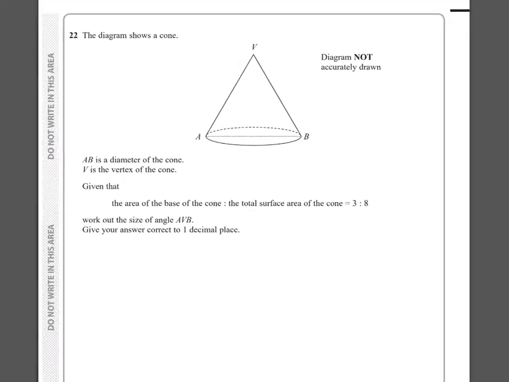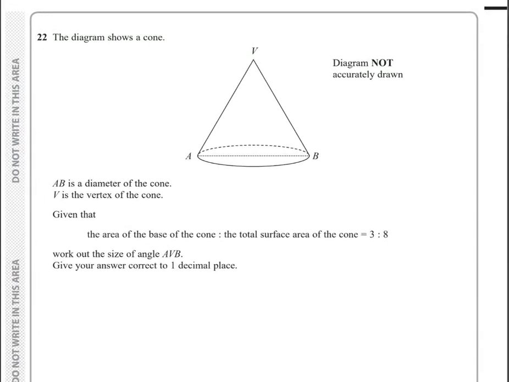Okay, number 22. So penultimate question. AB is the diameter of a cone, V is the vertex of the cone. Given that the ratio of the area of the base of the cone to the total surface area of the cone is 3 to 8, work out the size of angle AVB. Wow. Okay, so not sure where we're going here, but let's just label some things on the diagram. Let's call that r. Let's call that h. And we'll call that l.